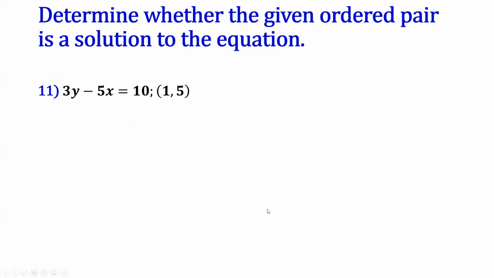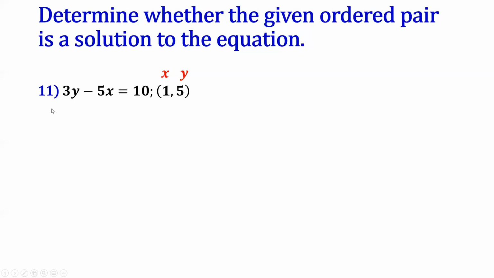Now let's look at number 11. 3y minus 5x equals 10, and we're going to be checking 1 comma 5. This is just like all the other problems, but this time I try to trick you. I put the y first, and I put the x second. Doesn't matter. You just may need to make sure you plug your x and y into the correct spots. So I'm going to make sure I plug in 1 for x, and I'm going to make sure I plug in 5 for y. So don't mix that up.